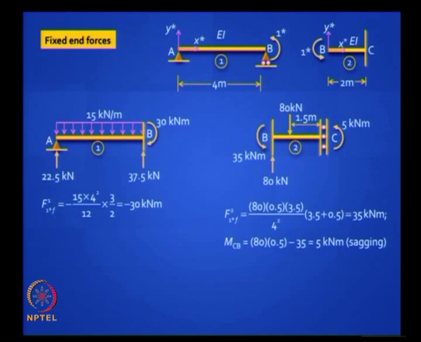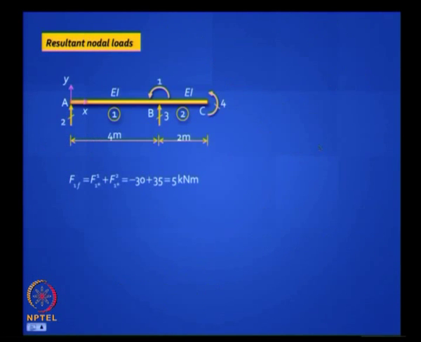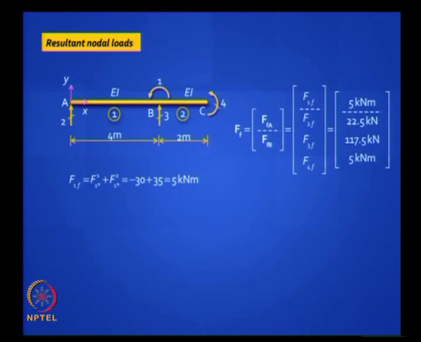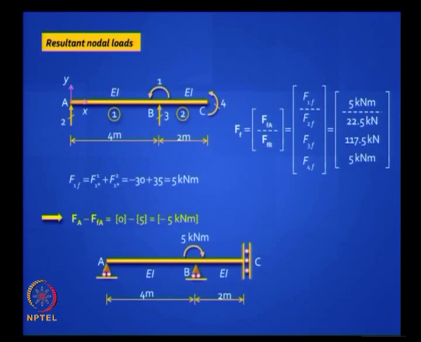Okay, let's look at fixed end forces. Fixed end forces for the first one is 30 kilonewton meter, and for the second one we've done this problem earlier, right? You get 5 kilonewton meter, you can add up and get the resultant force vector, which is 5 kilonewton meter, and you have this matrix, 5 kilonewton meter.